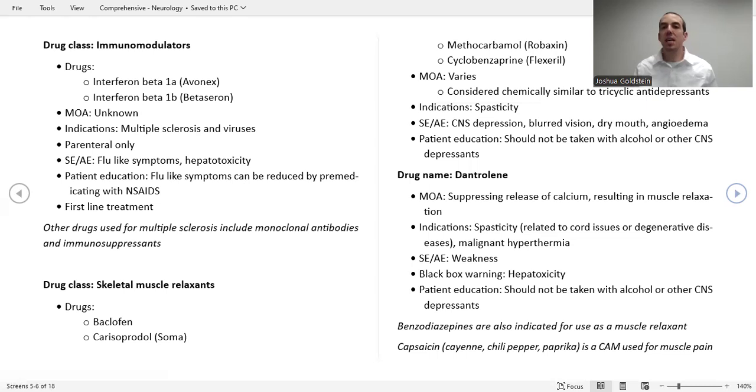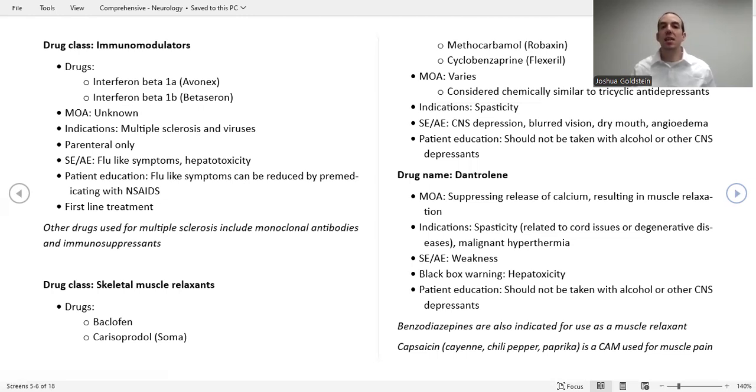The side effects of this medication, these can be a CNS depressant. Again, some of them do act on GABA, which we know is what causes CNS depression. Some of them can cause blurry vision, dry mouth, angioedema. So we do want to educate patient about those side effects. These should not be taken with alcohol or any other CNS depressant, again, because of the overlapping effects, which can result in extreme CNS depression.